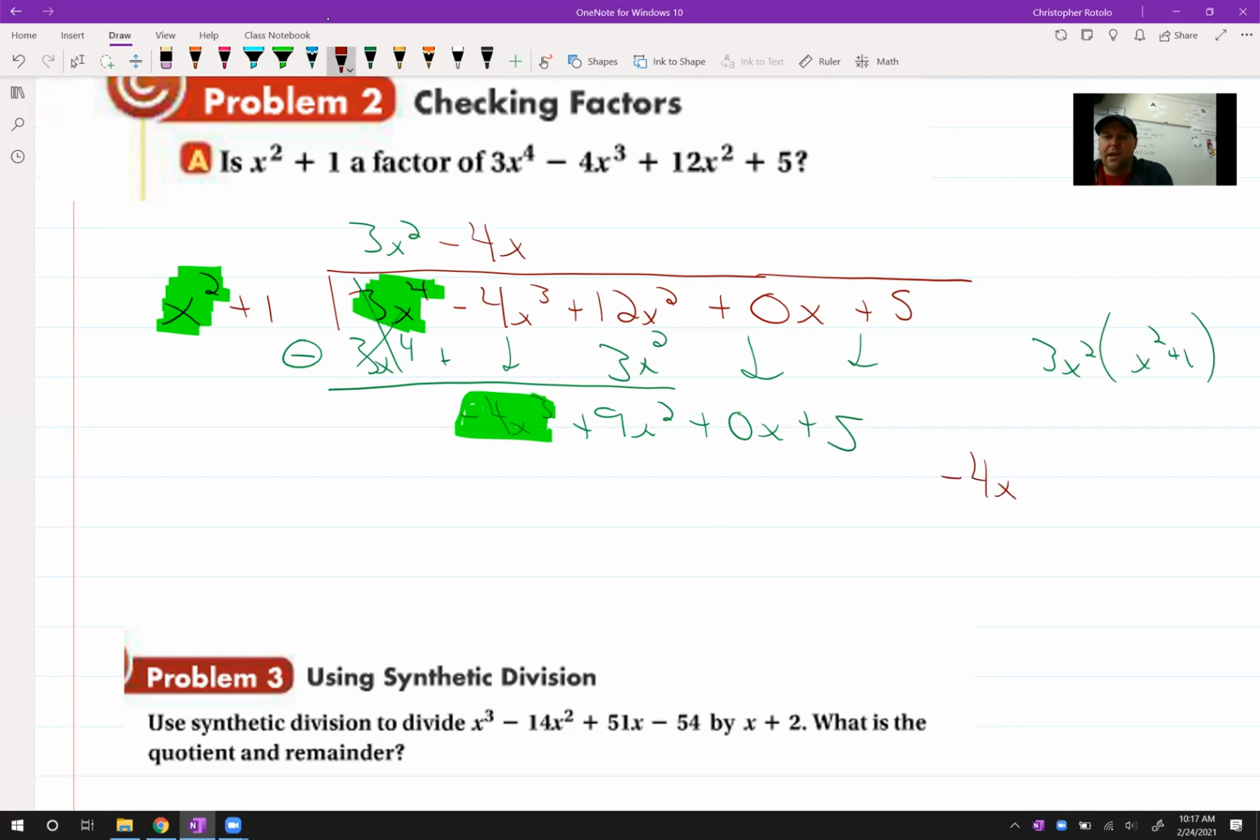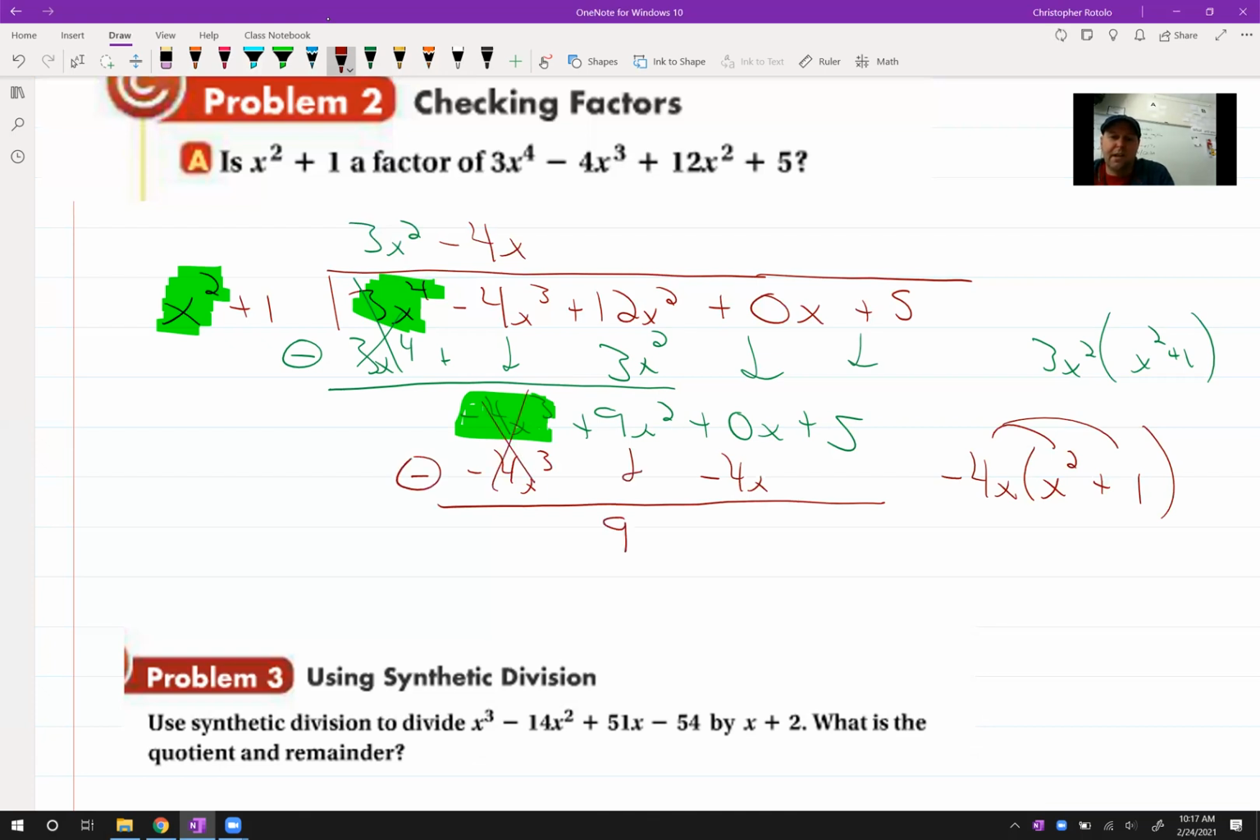So negative 4x times x squared plus 1, distribute. Negative 4x cubed, and we're going to get minus 4x. Again, leaving that space in there. We have to subtract double negatives. We cancel out our 4x cubed. Bring this down, 9x squared. What's 0 minus negative 4? That means plus 4. So plus 4x plus 5.